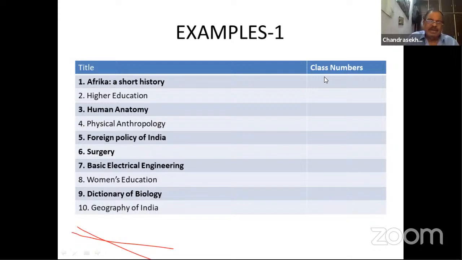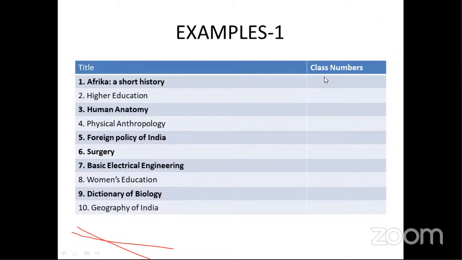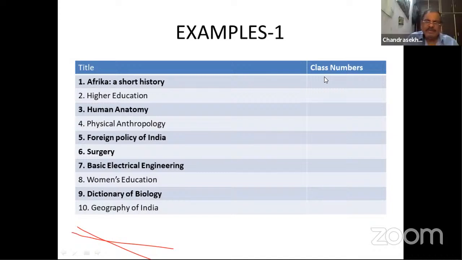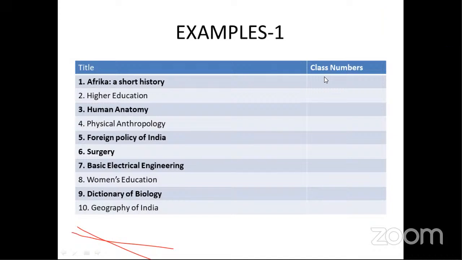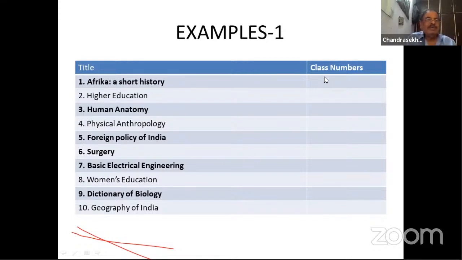5.1 China. So geography of Japan, 9. Japan is 5-2. 915.2. Okay, that is the way how you have to build the number.